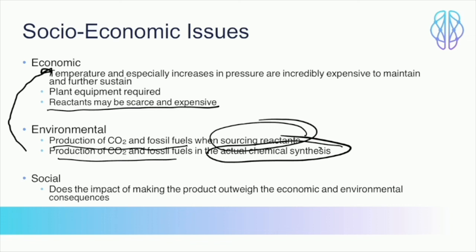However, just keep in mind, if you ever get stuck and you don't know what to put for the environmental section of a question, just put down production of CO2 when actually sourcing the reactant, and then production of CO2 when actually making the chemical synthesis.